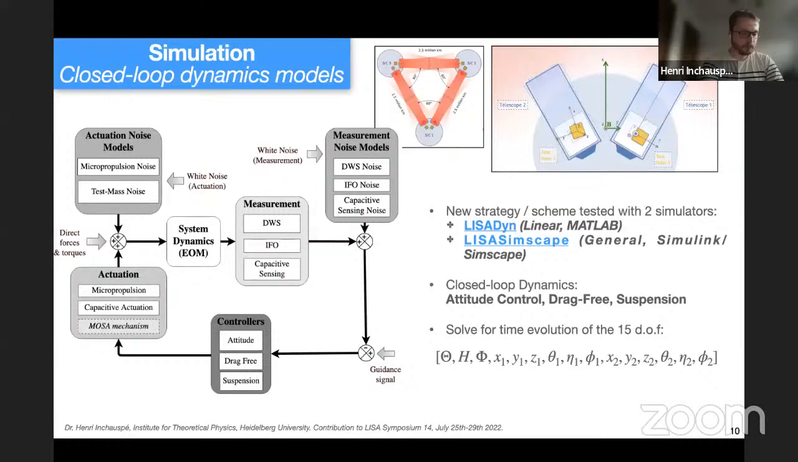For that, we use simulation tools that have been developed for the consortium. One is purely linear, done in MATLAB, called LisaDin. It's enough for all the applications we want to do in this work. But just for cross-check, we also use a full simulation, Lisa Simscape, which has the full geometry of the spacecraft and the full nonlinear equations of motion. Both simulators agree that this new scheme is running well. The simulator simulates the closed-loop dynamics of the system, this feedback loop you see here, and the idea is to solve the time evolution of the degrees of freedom, meaning the attitude of the spacecraft, the longitudinal motion of the test masses and the angular motion of the two test masses.